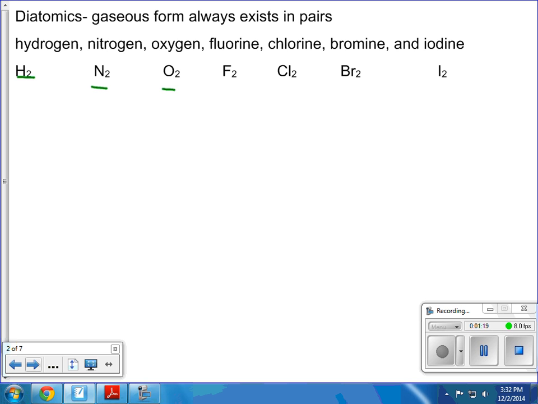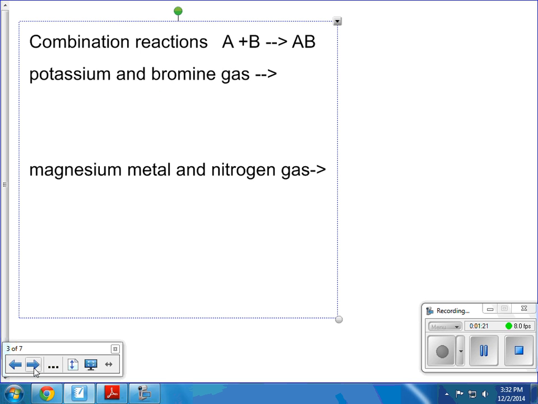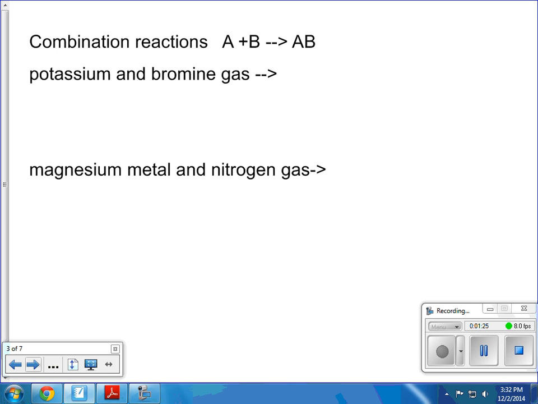All right, so now let's look at how to figure out what we write on the product side. Our first one is a combination reaction. We know that we're only going to have one product. The first thing we need to do is write out the words. Then we will write the formulas, cross our charges, and balance.